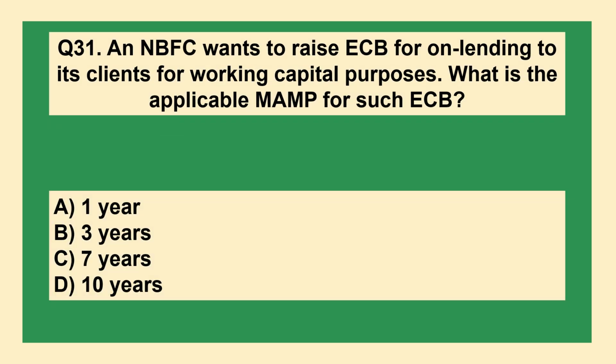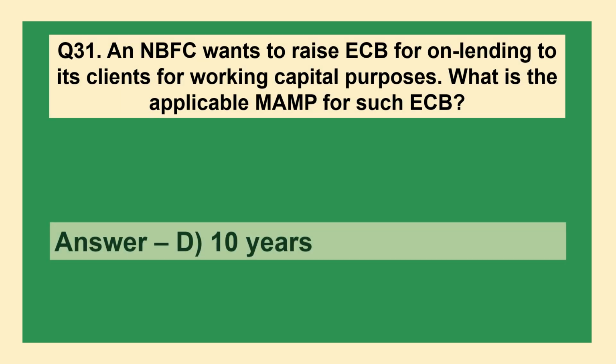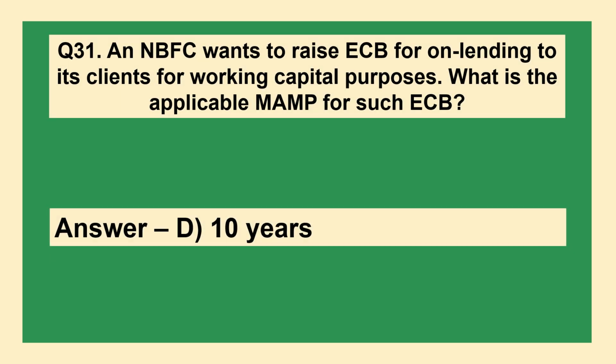An NBFC wants to raise ECB for on-lending to its clients for working capital purposes. What is the applicable MAMP for such ECB? The options are: option A, 1 year; B, 3 years; C, 7 years; D, 10 years. The answer is option D, 10 years.